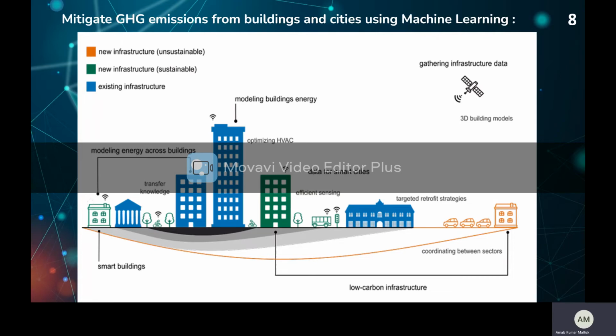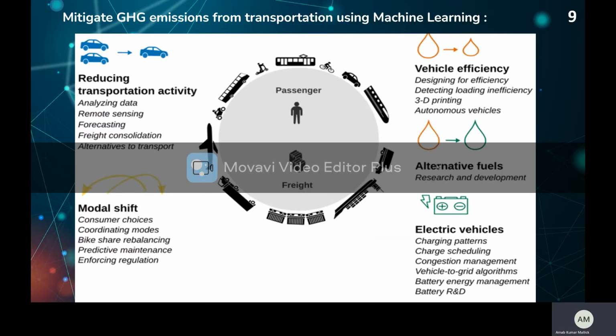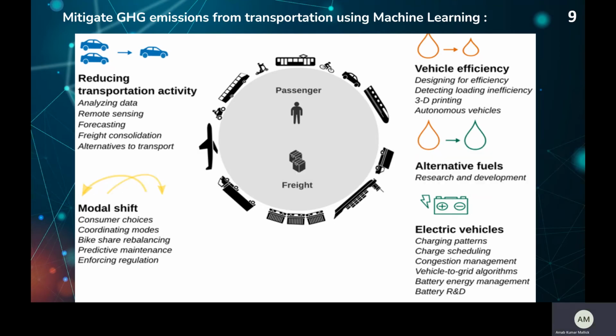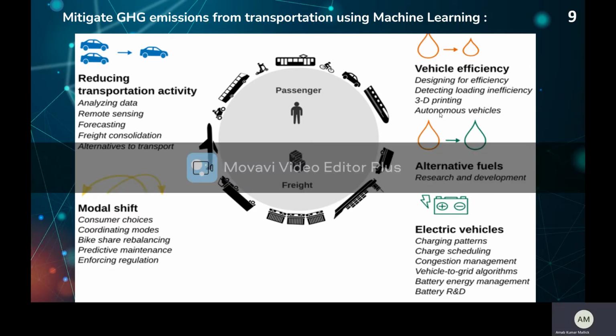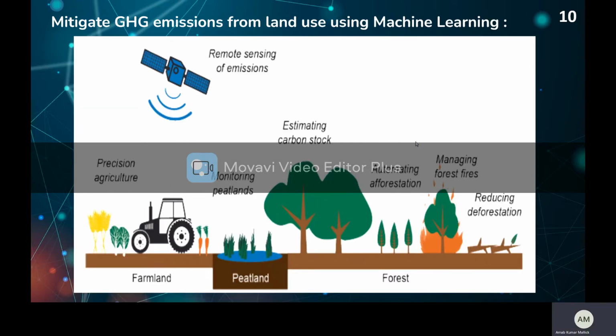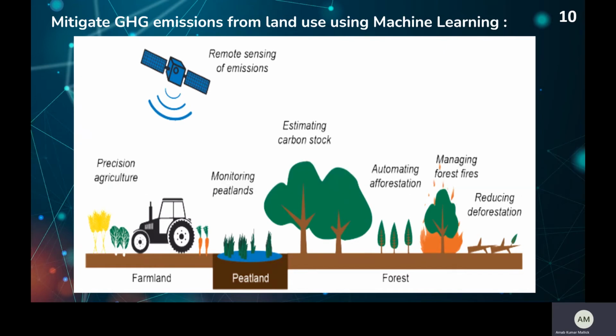Now, my friend and colleague Sahil Nawaz is going to present the next two slides, that is, mitigating greenhouse gas emissions from transportation using machine learning, i.e. the ninth slide, and the second one, the 10th slide, is mitigating greenhouse gas emissions from land use using machine learning.